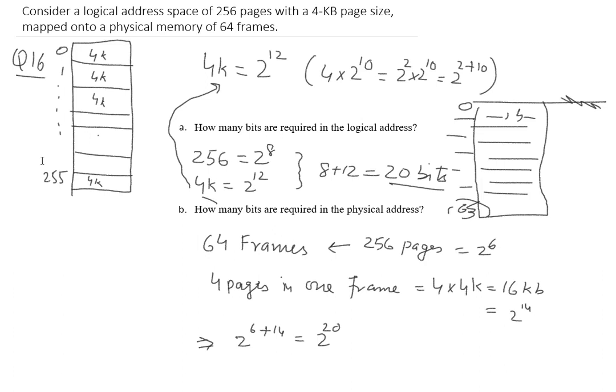Before, we needed 20 bits for logical memory, and now we also need the same 20 bits for physical memory, just the mapping is different.